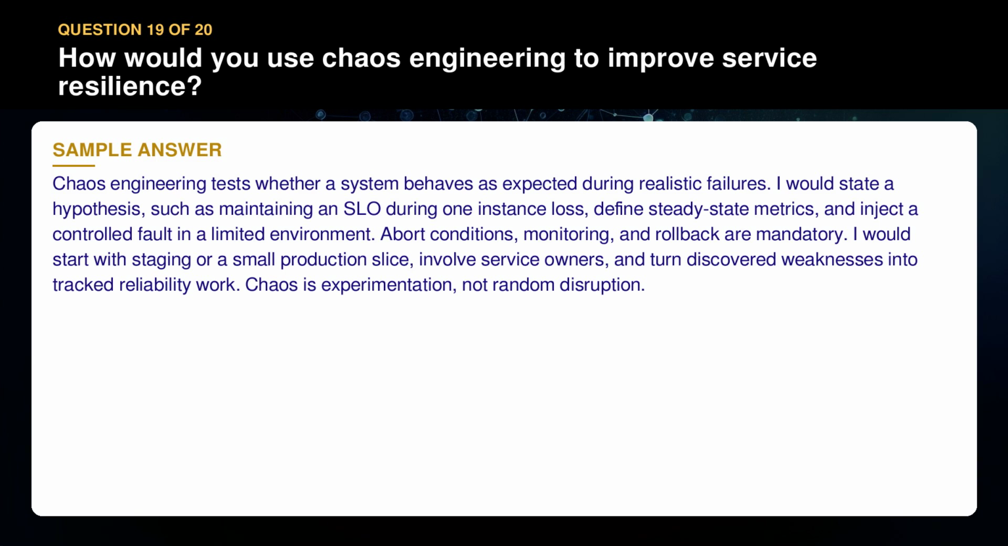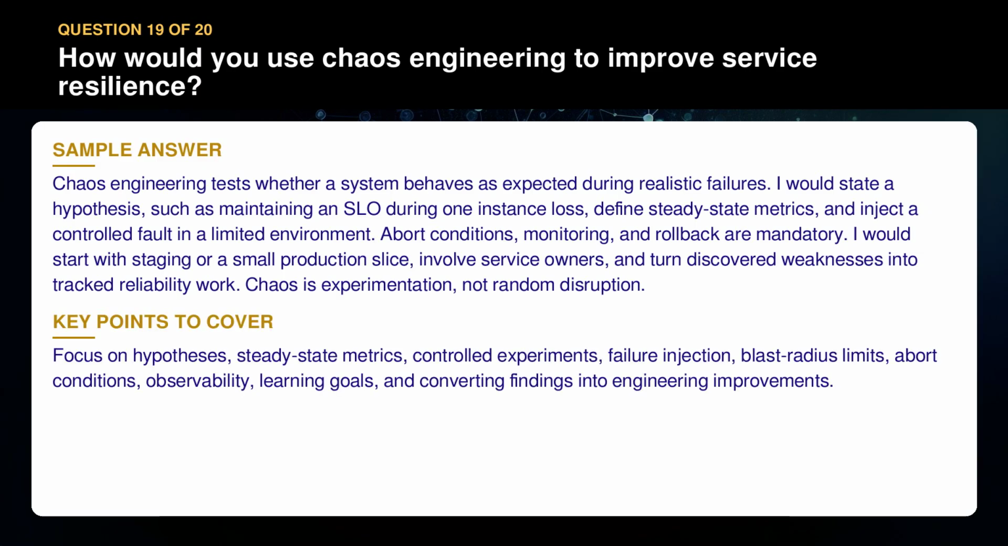I would start with staging or a small production slice, involve service owners, and turn discovered weaknesses into tracked reliability work. Chaos is experimentation, not random disruption. Focus on hypotheses, steady-state metrics, controlled experiments, failure injection, blast radius limits, abort conditions, observability, learning goals, and converting findings into engineering improvements.